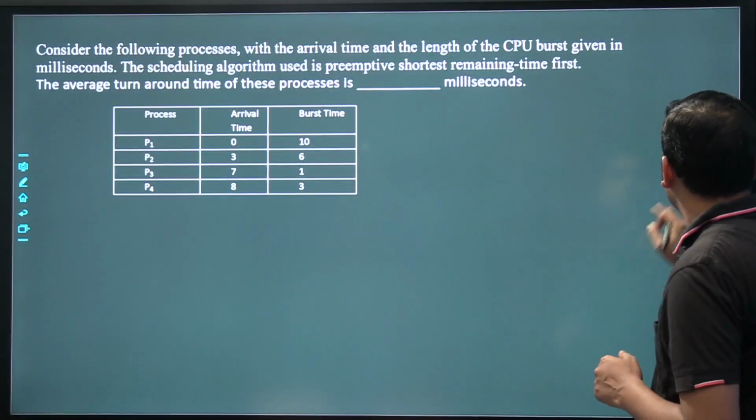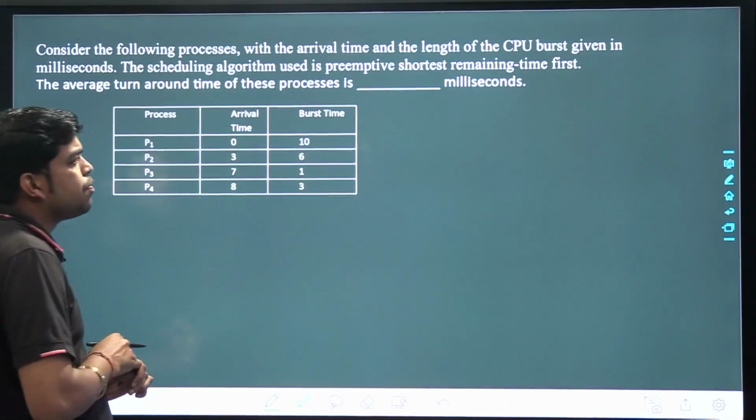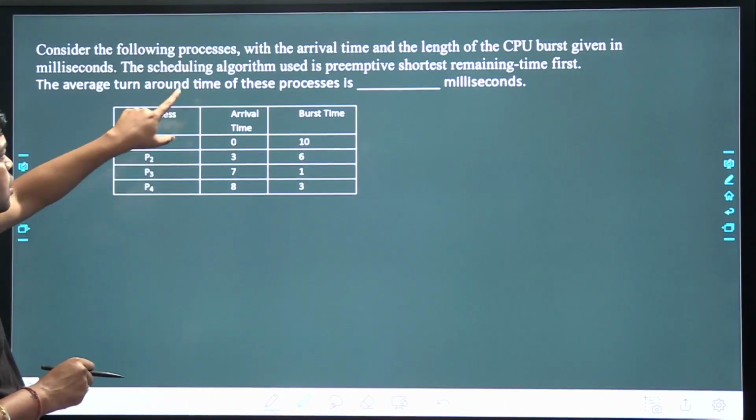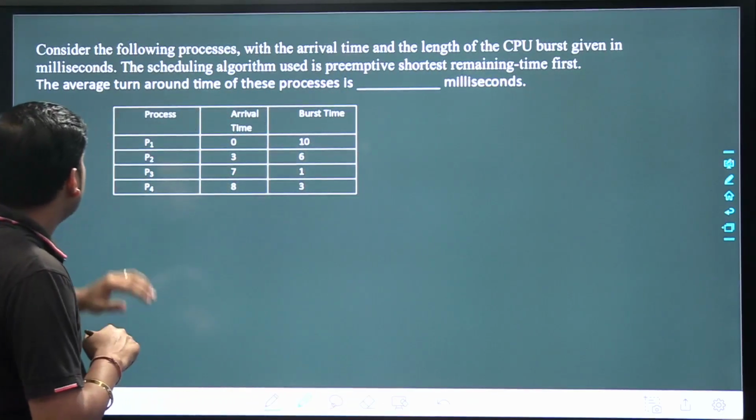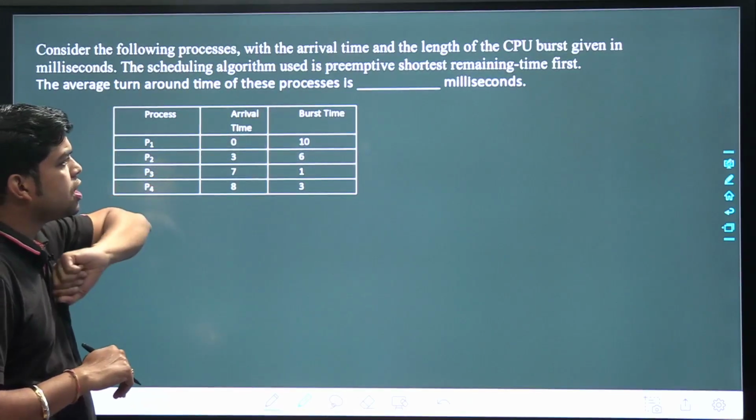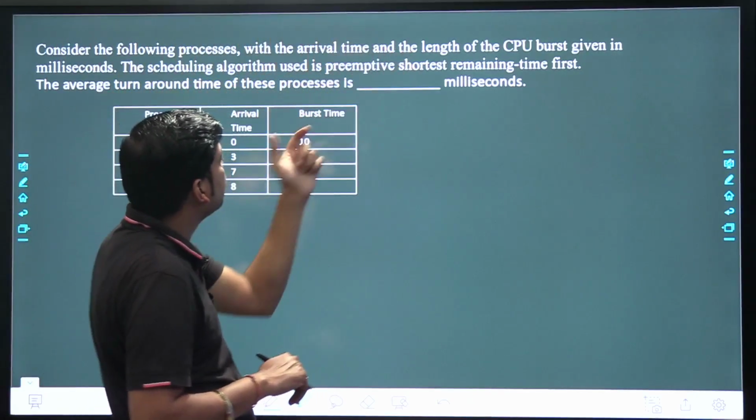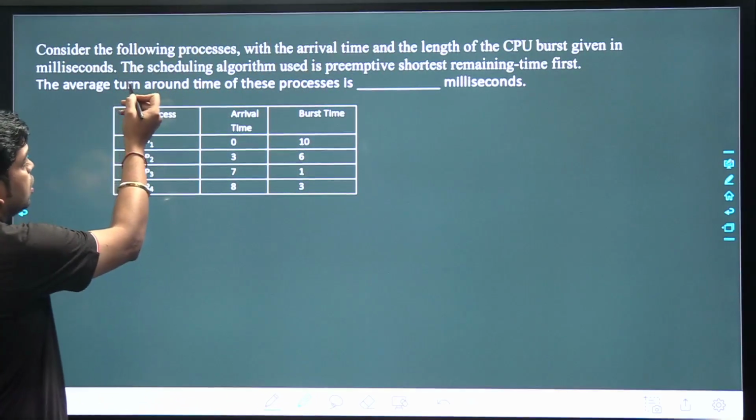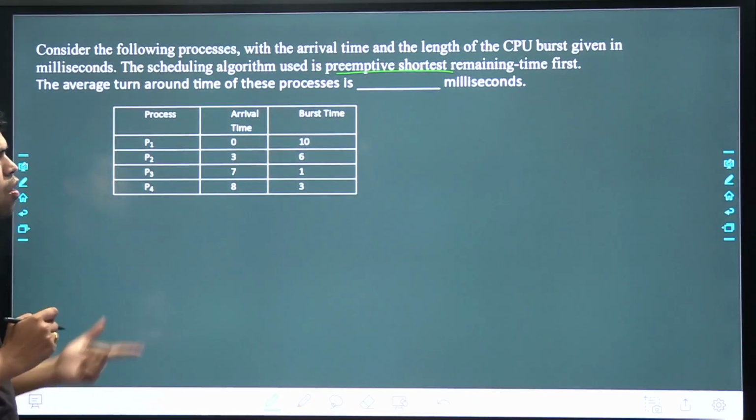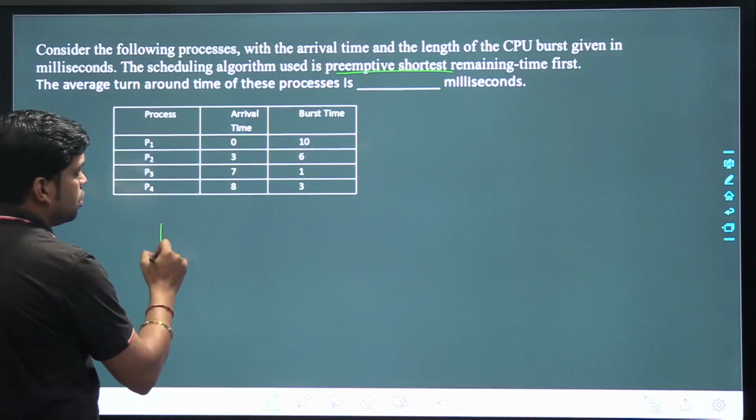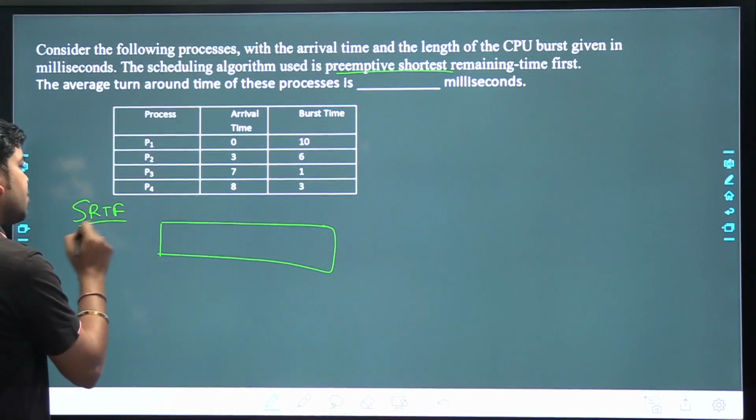Now the next question: consider the following processes with the arrival time and the length of CPU burst given in milliseconds. The scheduling algorithm used is preemptive shortest remaining time first. The average turnaround time of these processes is, so consider the following processes with the arrival time and the length of burst. Got it? The scheduling algorithm is preemptive shortest remaining time first, SRTF. So we need to calculate the average turnaround time.